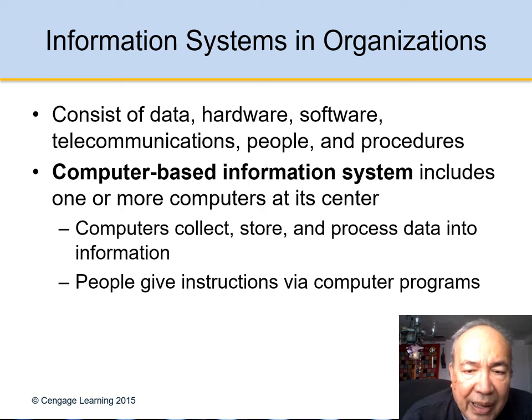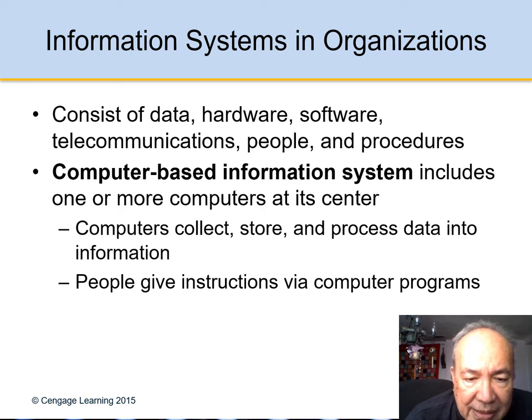Now let's reflect on what we have talked about. After a little bit of reflection, let's go back: what are information systems composed of? Data, hardware, software, telecommunications, the internet, people, and procedures. These are the components of this system.